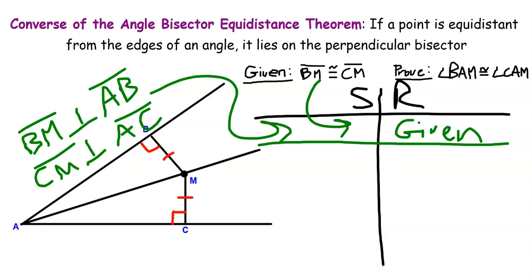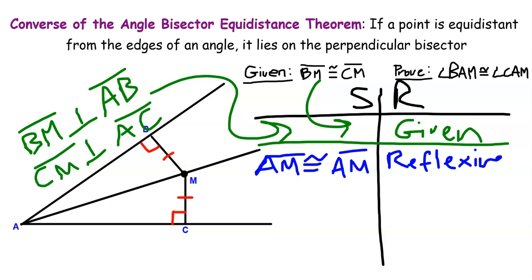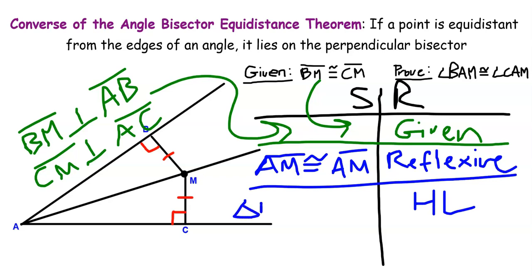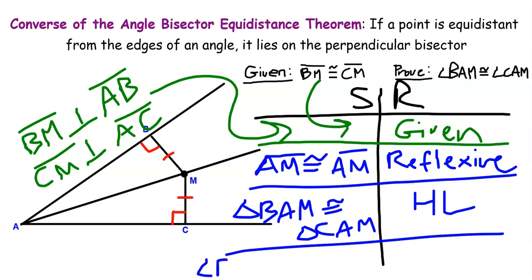Well, much like the last proof with the angle bisector equidistance theorem, we are almost at what we need. We have a right angle, we have a leg, which means we have a lot of flexibility in terms of what we find out in terms of another congruent part. And the one that we know is that the hypotenuse of one right triangle is congruent to the hypotenuse of another right triangle by the reflexive property, which means that using hypotenuse leg, triangle BAM is congruent to triangle CAM, leading us to what we wanted in the first place, which is that angle BAM is congruent to angle CAM by CPCTC.